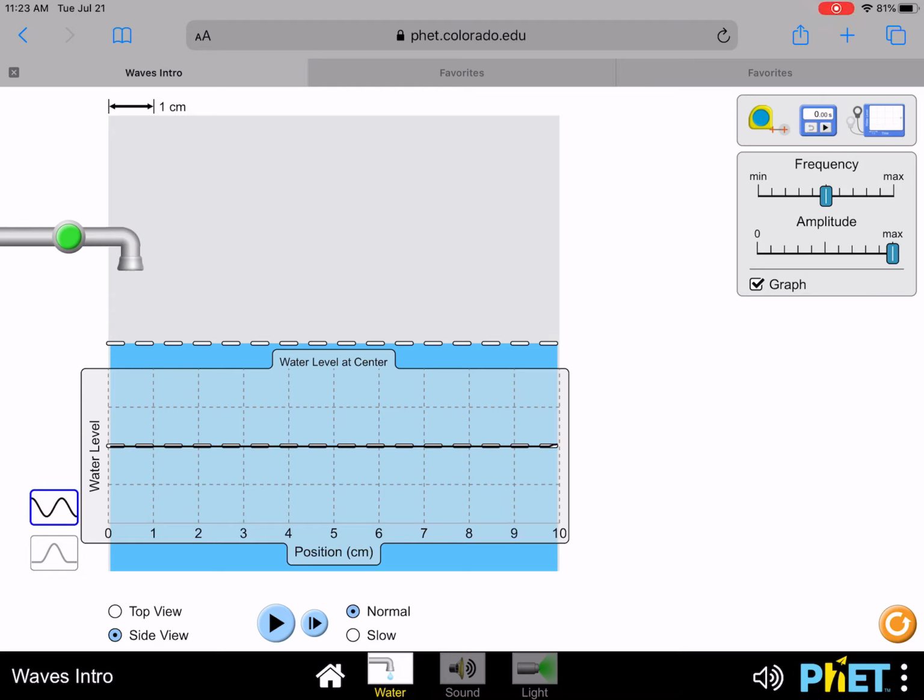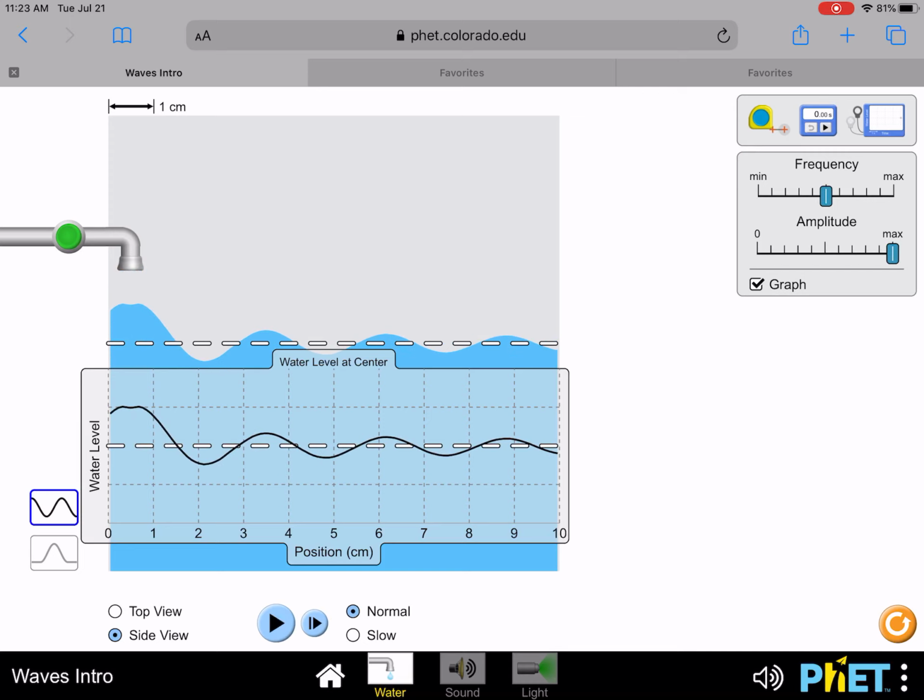Hey folks, what we're going to do today is take a look at speed, which is distance over time. So let's figure out this wave that we've got here. I have a particular situation where I can drop water down, and as the water drops down, it makes a water wave. You can see that water wave moving left to right.